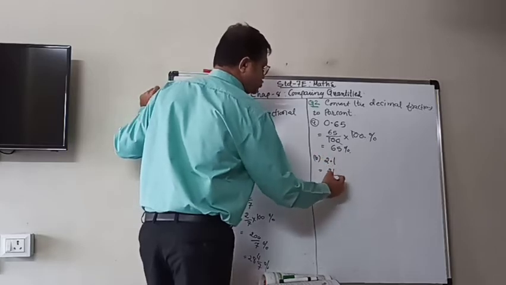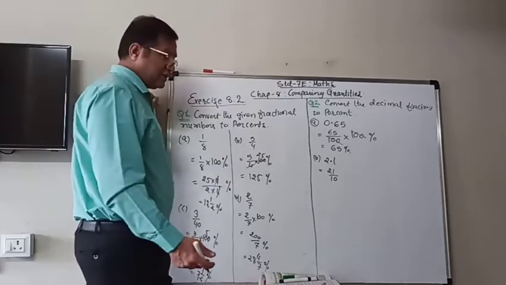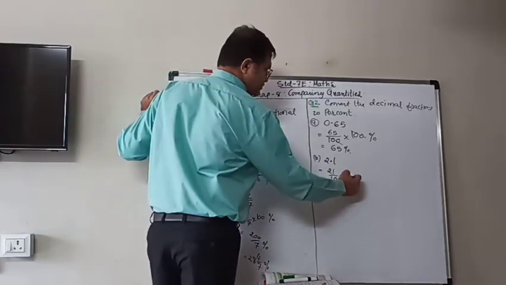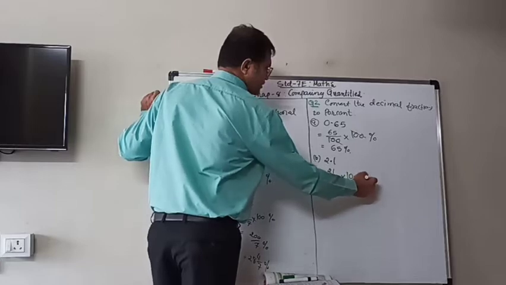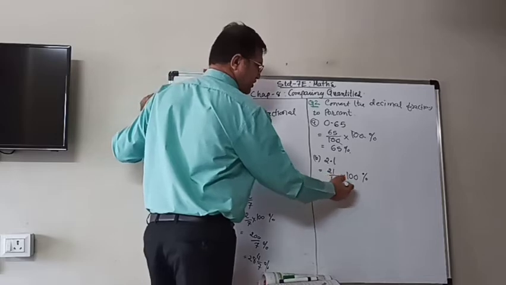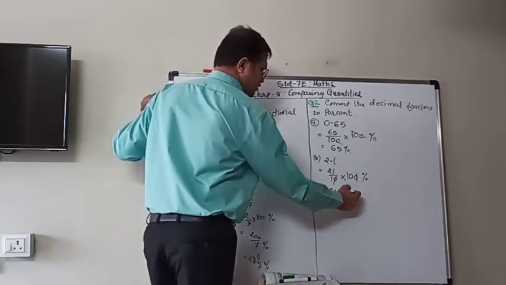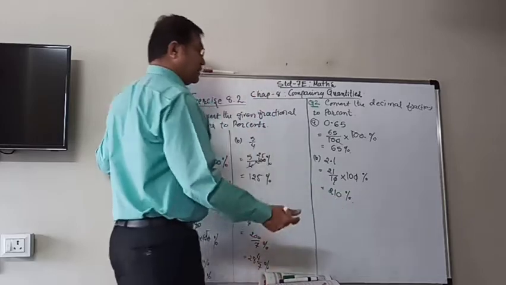2.1 can be written as 21/10, and then percentage means multiplied by 100%. Zeros cancelled, so 21 tens are 210%.